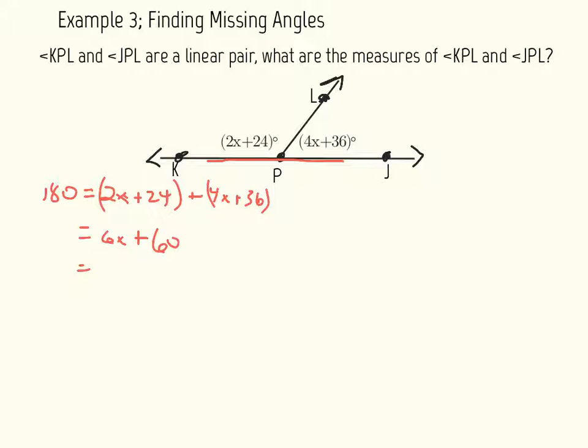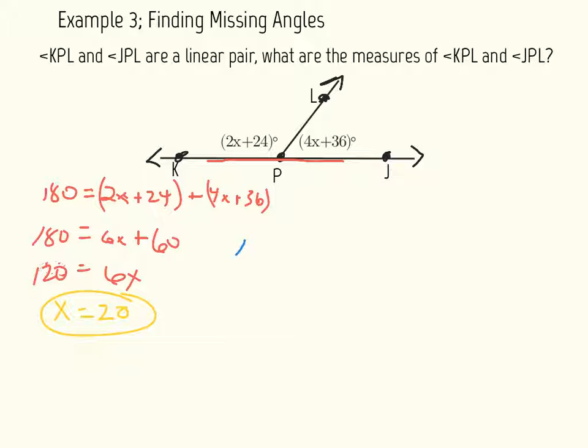And then I subtract the 60 over. If we subtract the 60 over, we get 120 equals 6x, divide by the 6. So x equals 20. So now I can plug in what I know.